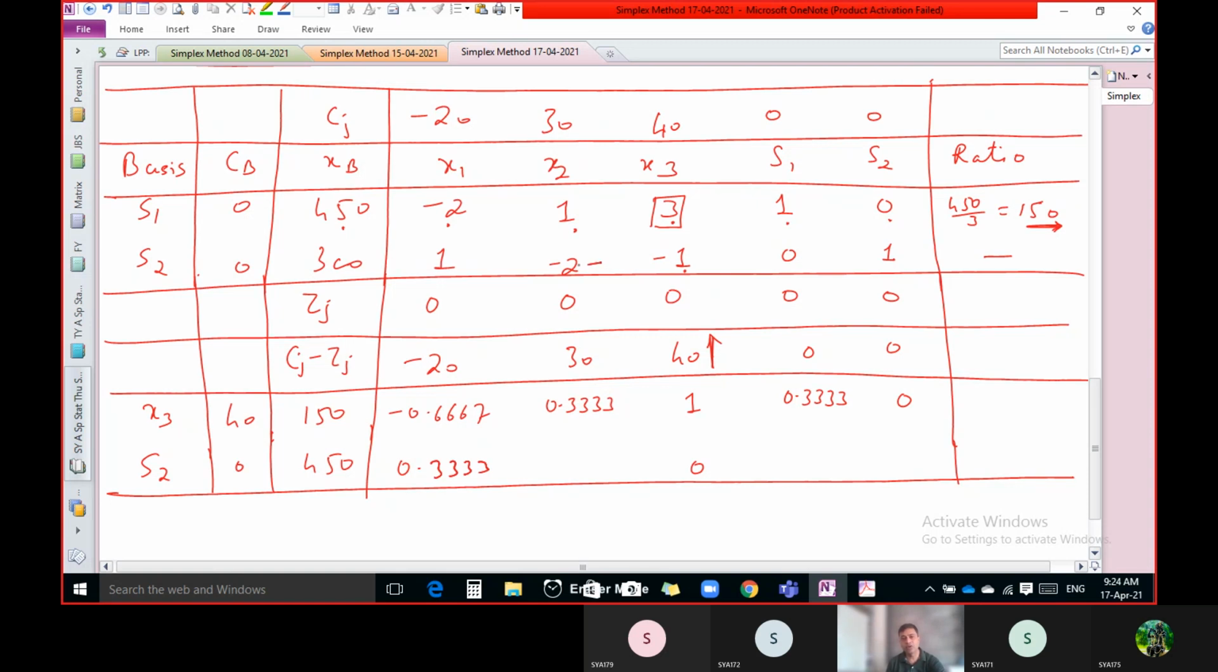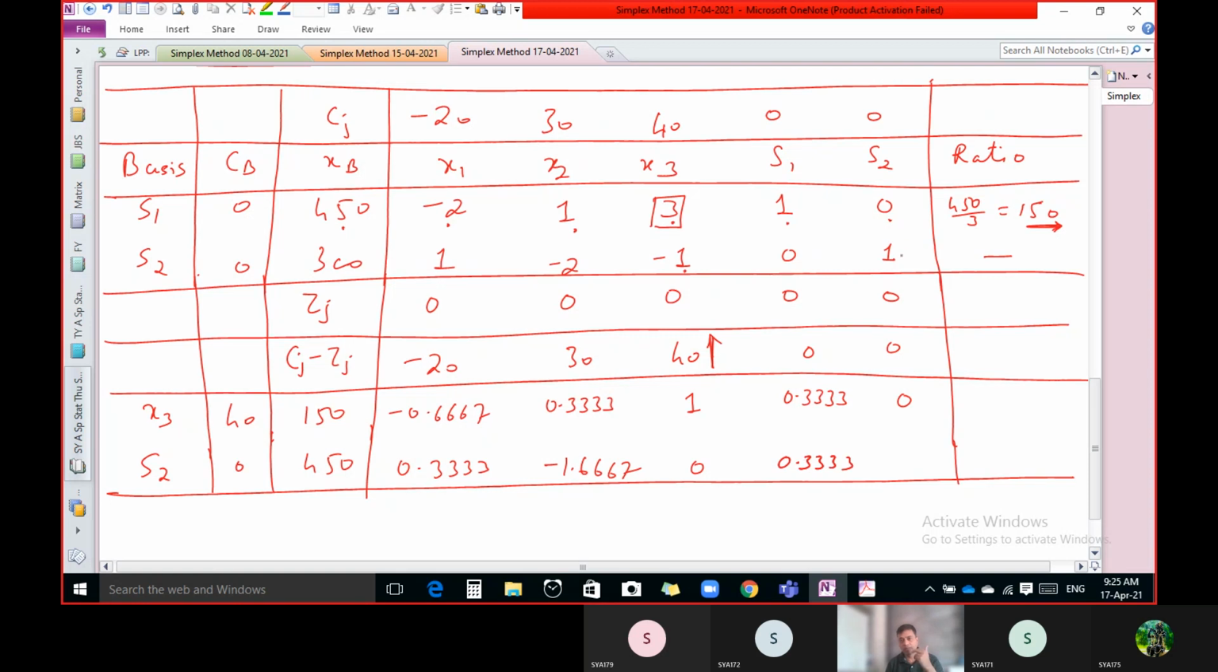Okay, now this value. Minus 2 minus what? 1 into minus 1. So we get minus 1. Divide by 3, so we get minus 0.33333. So minus 2 minus minus, so minus 2 plus 0.33333. So we get minus 1.6667. Now this. So 0 minus what? Here the corresponding value is 1 and here minus 1. This into this, minus 1 divided by 3, minus 0.333. 0 minus minus, so 0 plus 0.33333. So we get plus 0.3333.